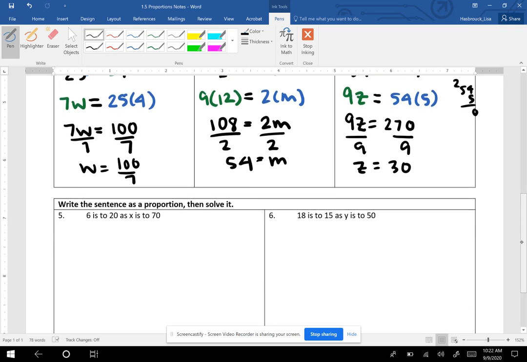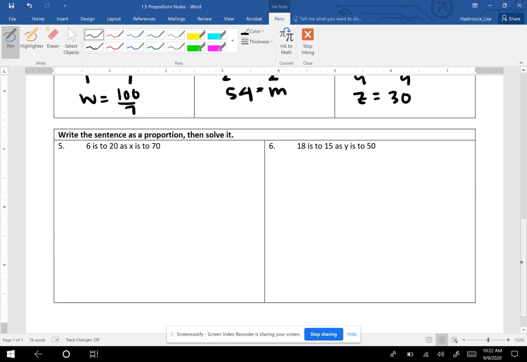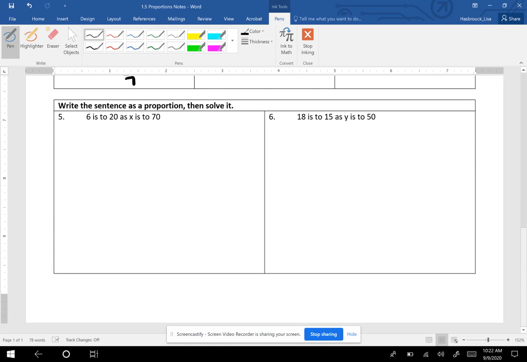In these next examples, they gave you a sentence. We're going to write it as a proportion, and then we'll solve it. So for this first one, it says 6 is to 20. We write that as 6 over 20. As, that means equals, X is to 70. We write that as a fraction. Now we have a proportion we can solve.